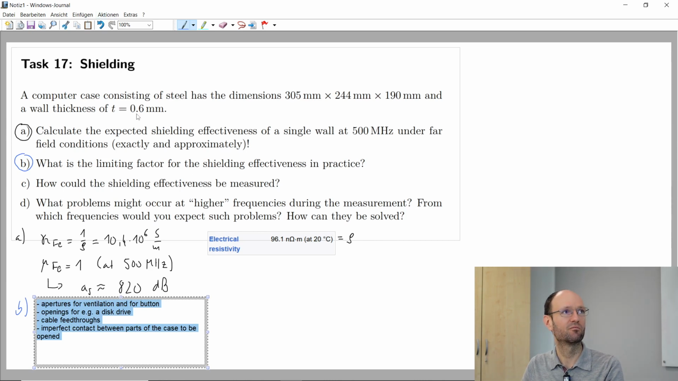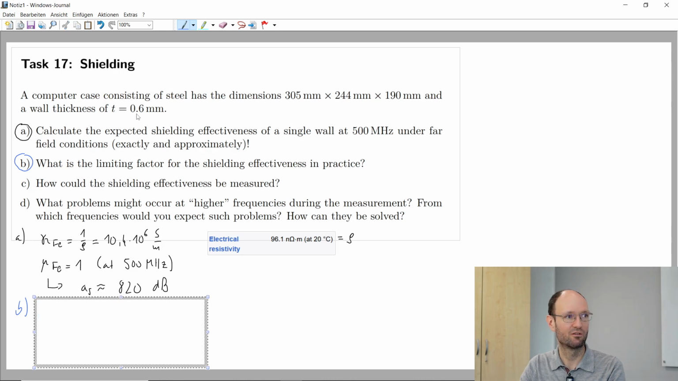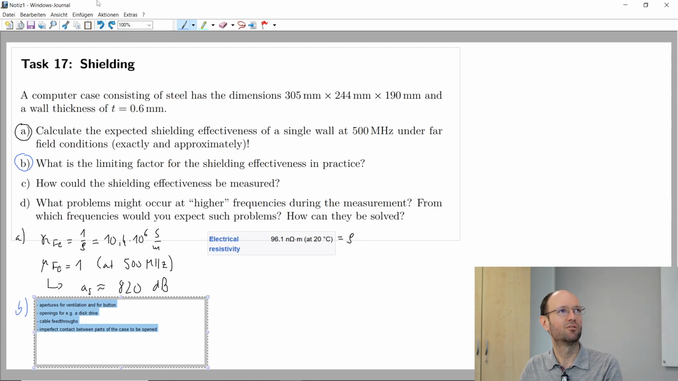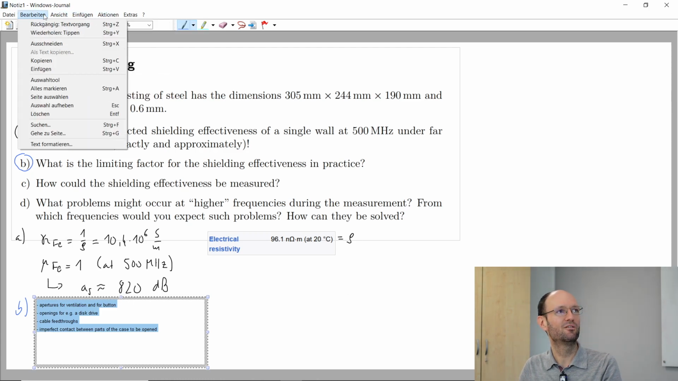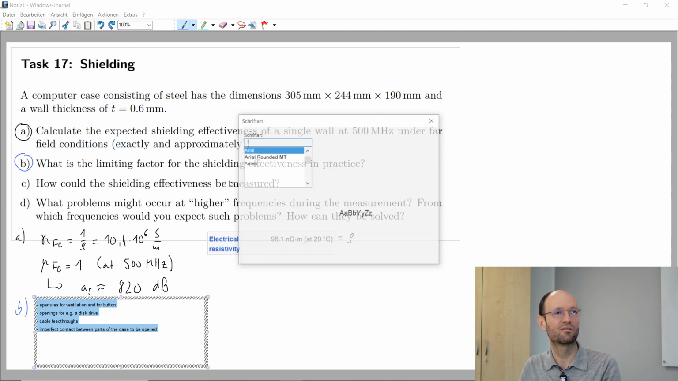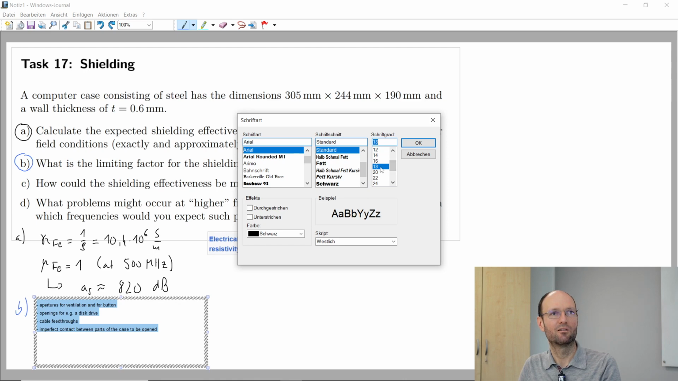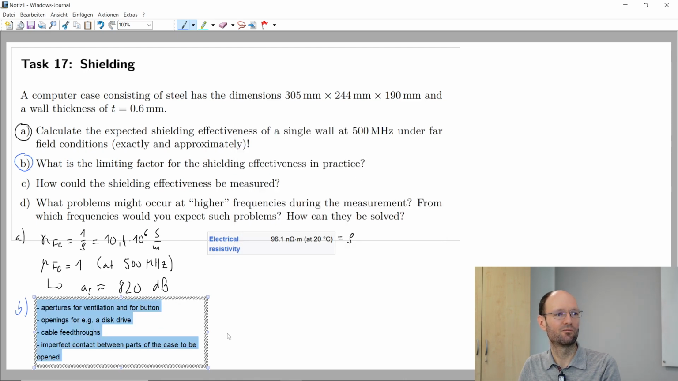Can I make this font a little larger? Oh, now it's even getting smaller. Now it's gone. No! I wanted to increase the font size, but I made it smaller. Here I can format the text. And let's make this a little larger. Okay.